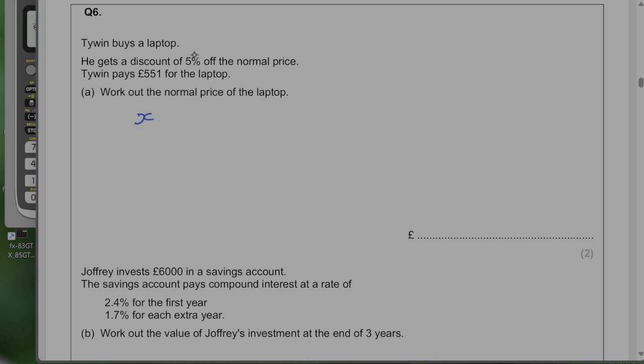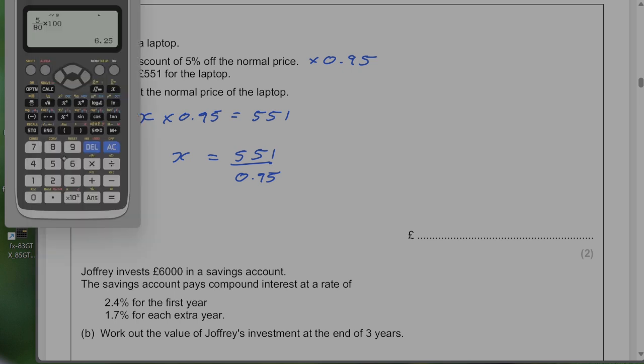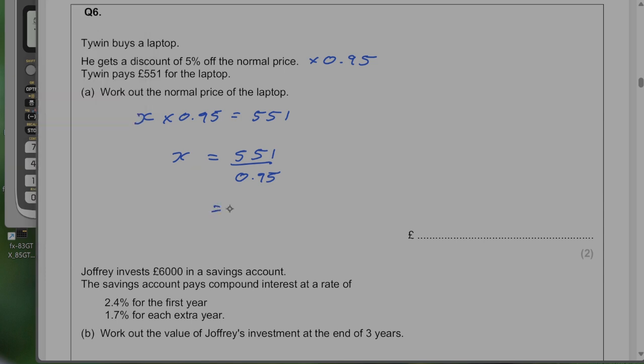So if there's 5% off, then that means that he's paid for 95%, which would be a multiplier of 0.95. So if the original price times by 0.95 is equal to 551, then we can find the original price by doing 551 divided by 0.95. So 551 over 0.95 gives us £580 for the original price.